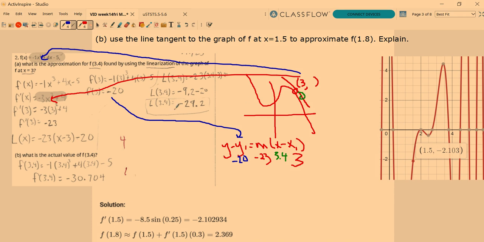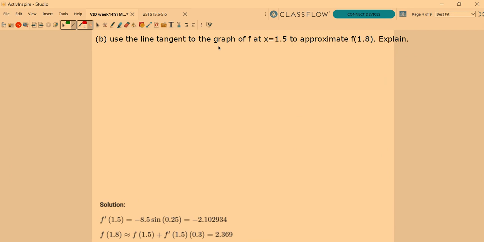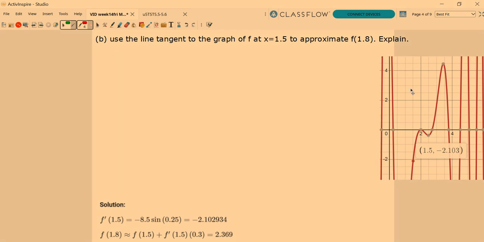So this negative 29.2 would serve as a prediction of what it might be on this graph right here. But we find out that if we plug in 3.4 directly into the function here, we get negative 30.704, which is kind of close to this. And again, this line is going to be an overestimation because the graph is concave down, as you can see. Now, I just gave you a review of linearization so that we can now approach this a little faster, now that we have context over here.